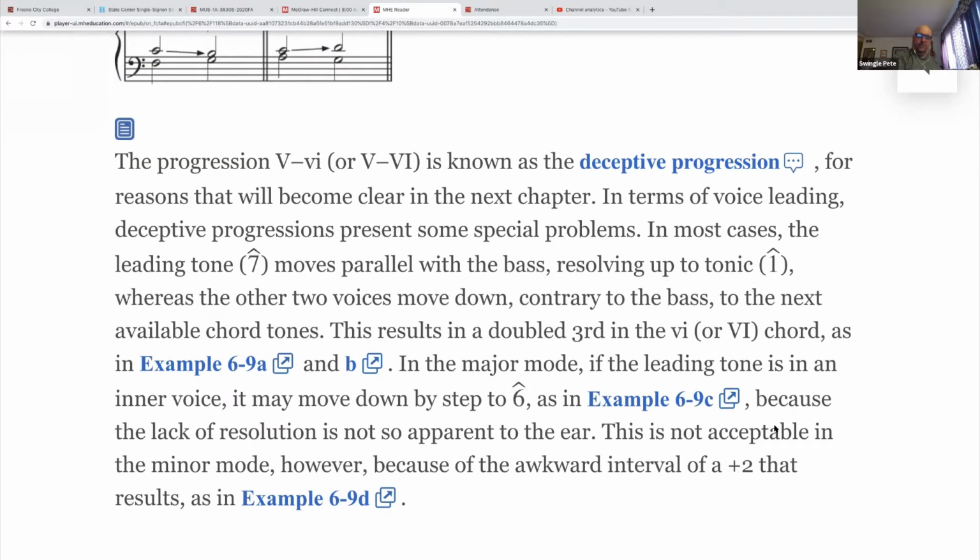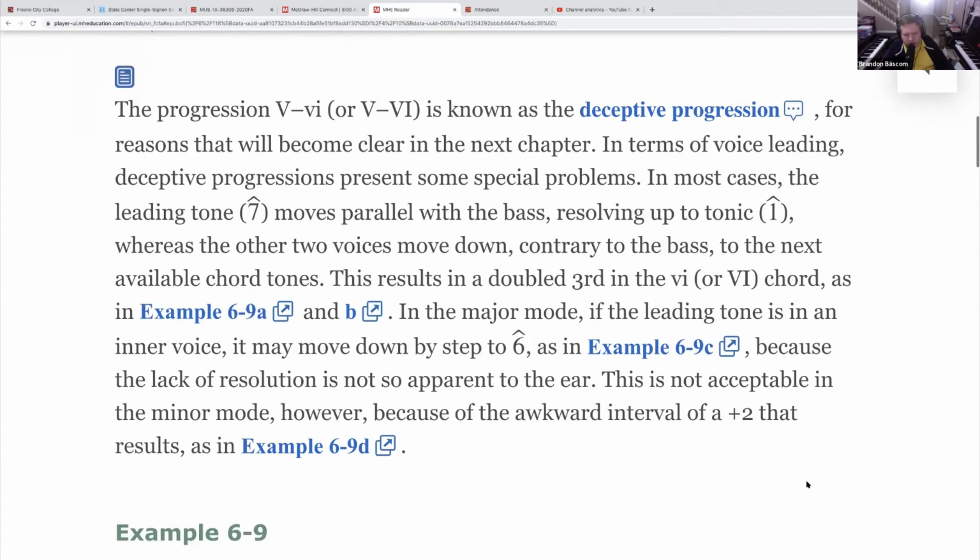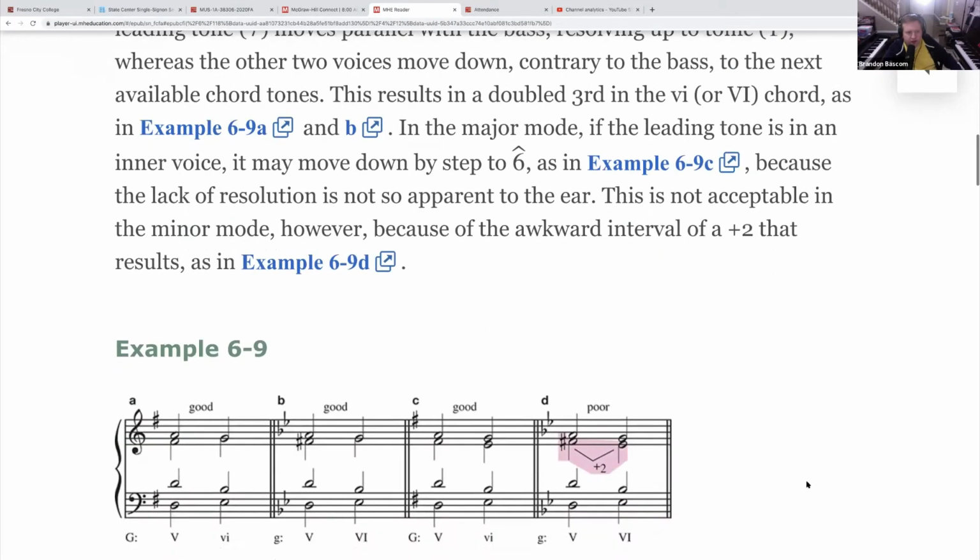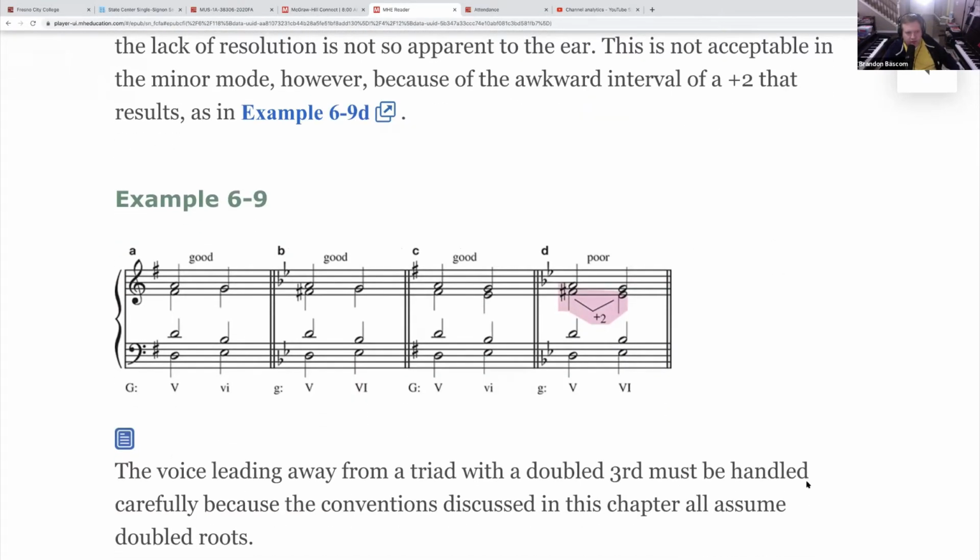Hold that thought. We're going to check it out. In the major mode, if the leading tone is in an inner voice, it may move down by step to scale degree 6. As an example, 6-9C, because the lack of resolution is not so apparent to the ear. This is not acceptable in the minor mode, however, because of the awkward interval of an augmented second that results, as in example 6-9D. So let's look at these now.